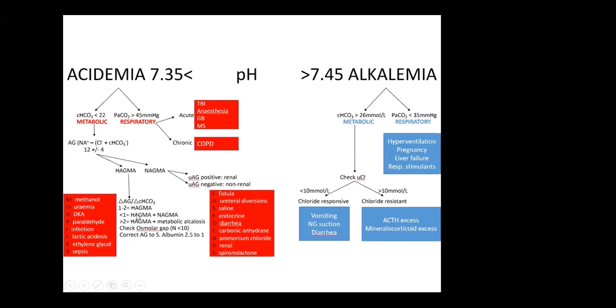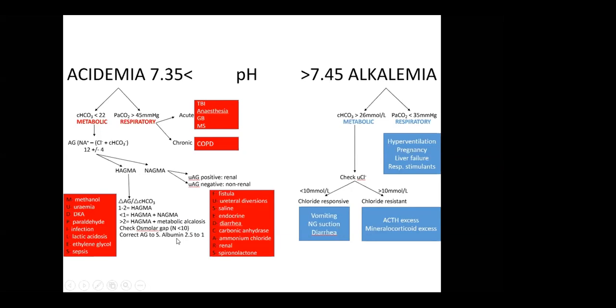For high anion gap acidosis, you have to check the osmolar gap. Osmolar gap is normally less than 10. So if the osmolar gap is more than 10 and you don't have any other explanation for the metabolic acidemia, you can think about toxic alcohol poisoning such as methanol, etc.